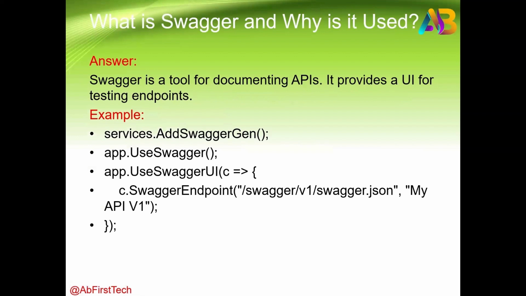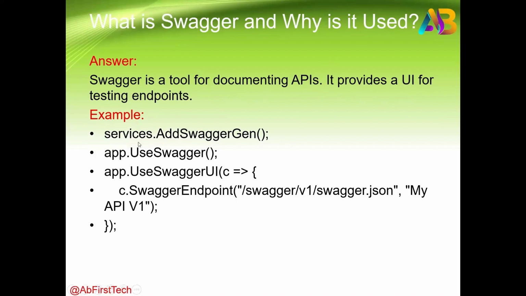So what is Swagger and why is it used? Swagger and Postman, these two are the important things. If you want to make API documentation and if you want to test our API, in this particular scenario we will go for Swagger. Postman is also one of the same kind of thing. We can do the testing of the API.